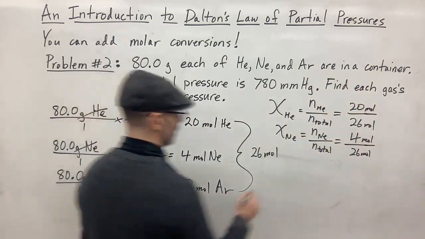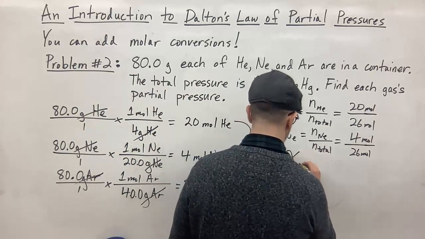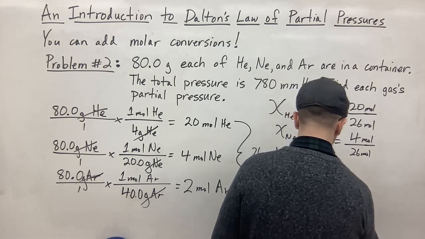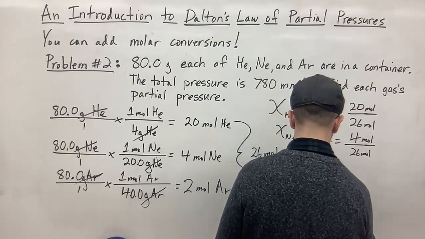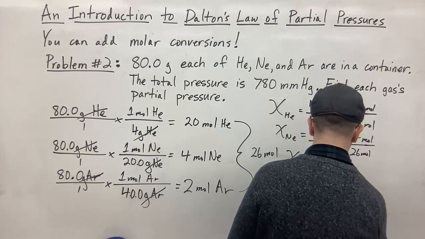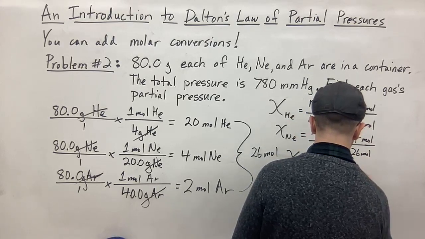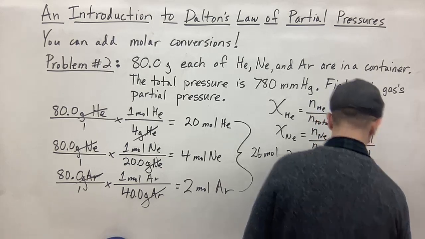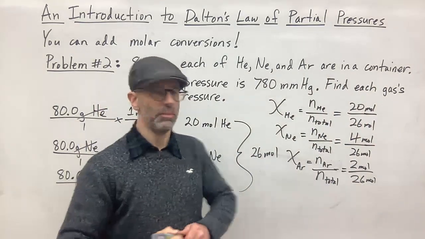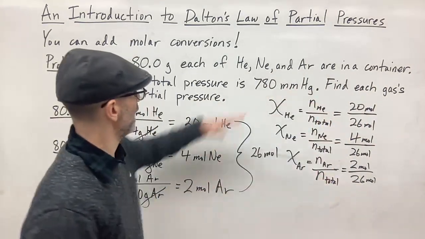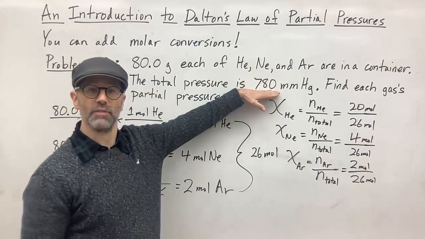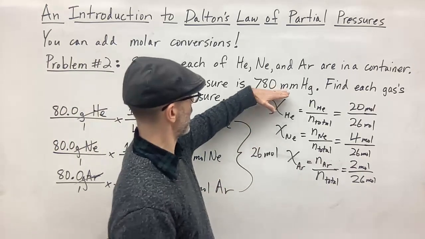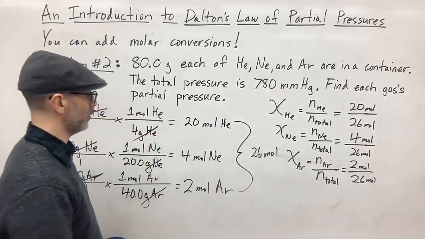And argon, same thing. So we have the mole fraction of argon, which is going to be the moles of argon over total moles, and that's going to be 2 moles over 26 moles. Okay, so we've got our mole fractions. We got the total pressure of the mixture. And so all we need to do now is just multiply the mole fraction by the total pressure.